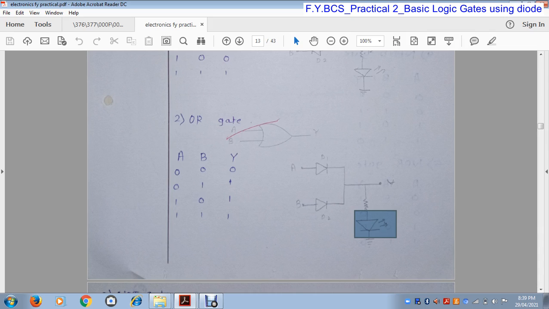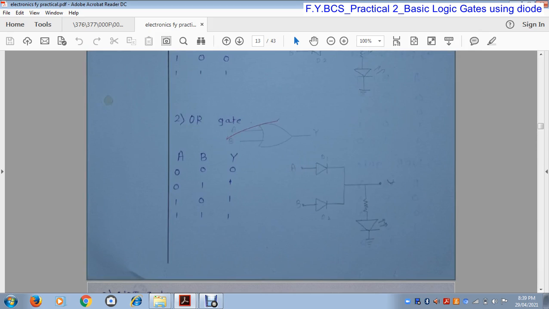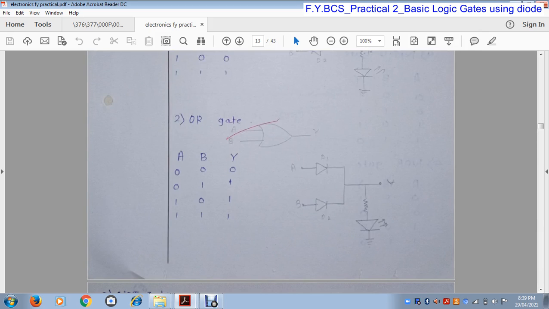Okay, so when the inputs are 0 0, the anode is positive and the cathode is negative. Here the anode is 0, so there is no current flow through diode D1. Similarly, the B terminal is 0, so the anode of D2 is 0 and there is no current flow through diode D2. So there is no current across the LED, therefore the LED will be off.